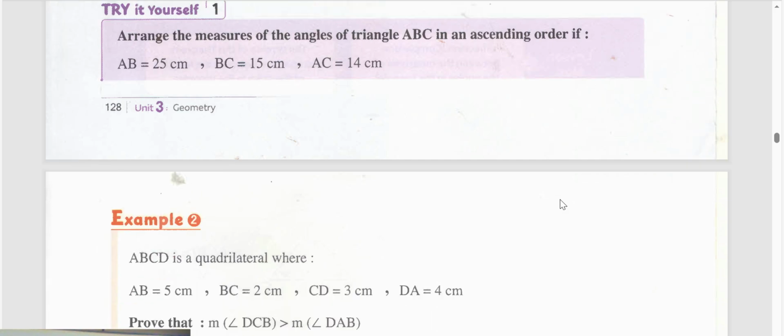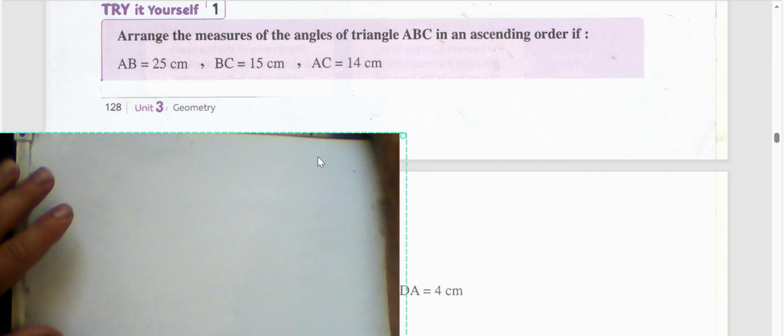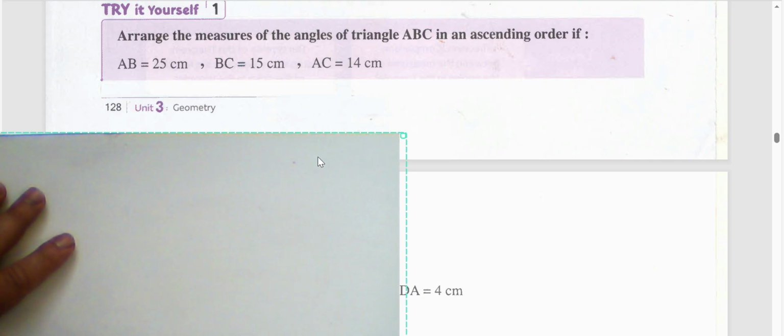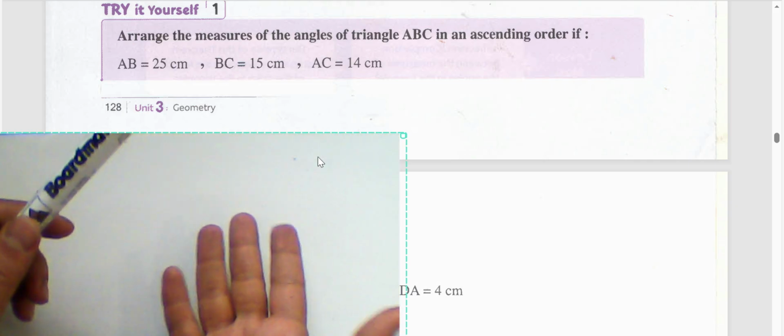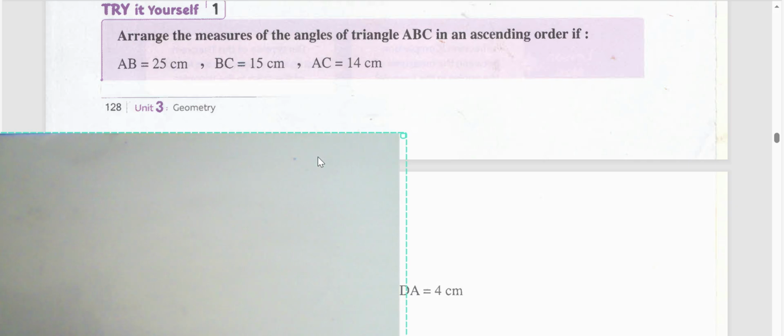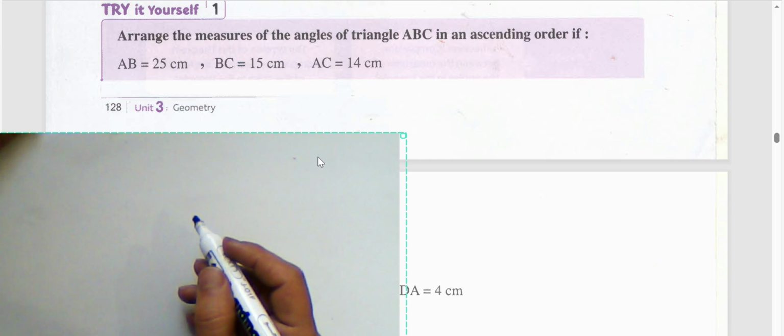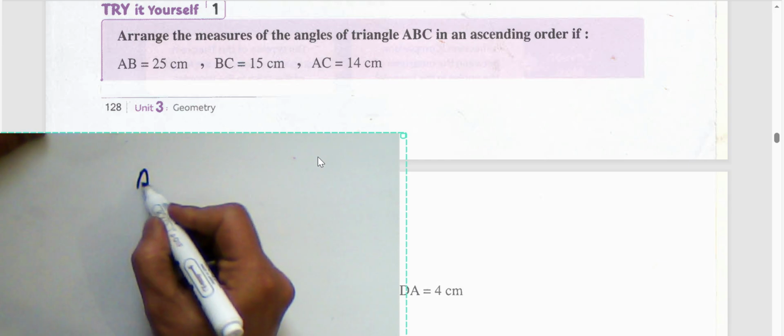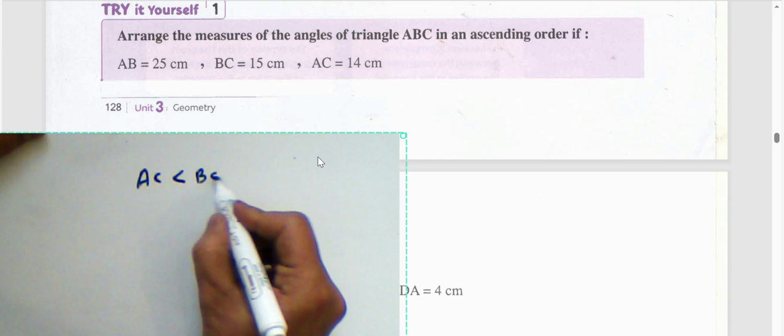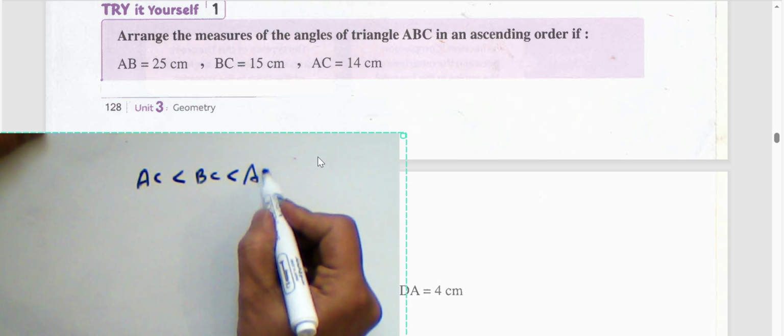Try to solve number 1. We have sides AB was 25, BC was 15. We can arrange them. He wants ascending order, from smallest to greatest. The smallest side here was 14 centimeters, EC. In the opposite, okay, we can write EC less than BC less than EB.